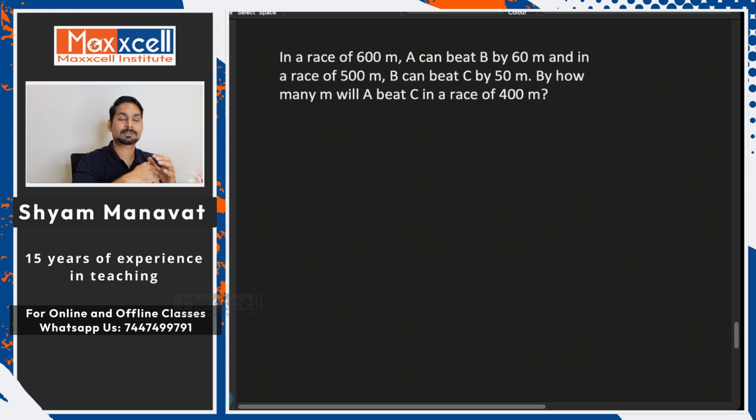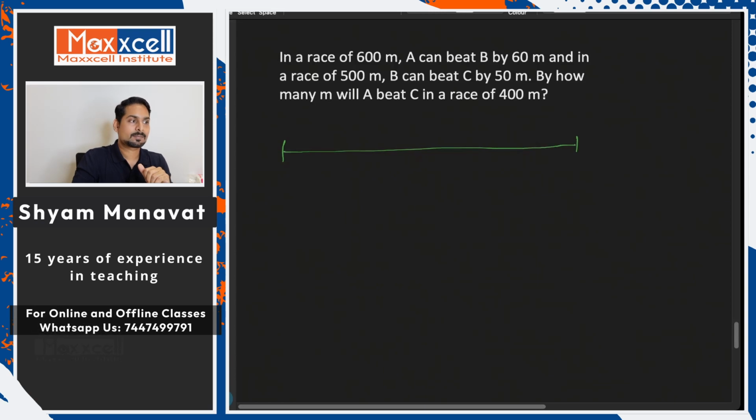The next question is, in a race of 600 meters, A can beat B by 60 meters. In a race of 500 meters, B beats C by 50 meters. By how many meters will A beat C in a race of 400 meters? Okay, let's draw the diagram. The rest of you can pause the video and try solving this.